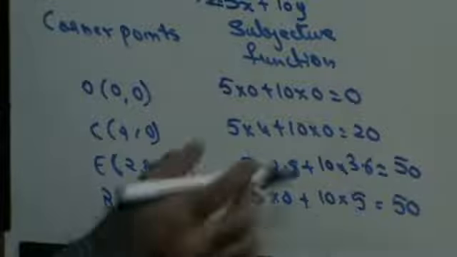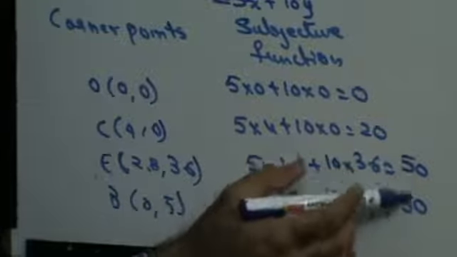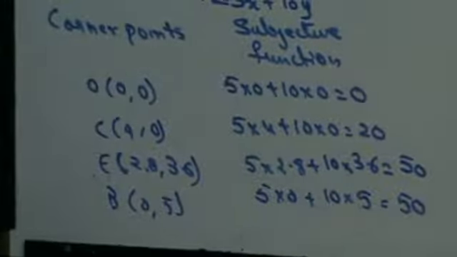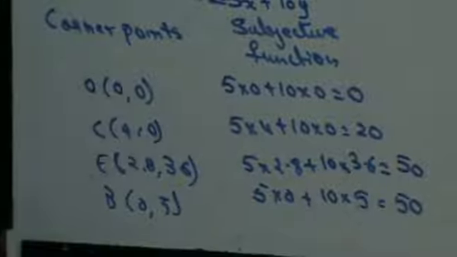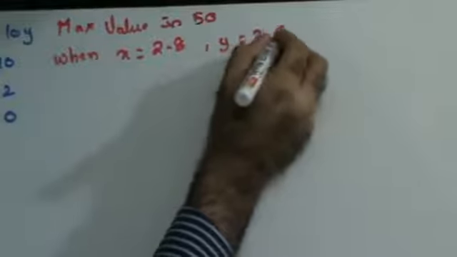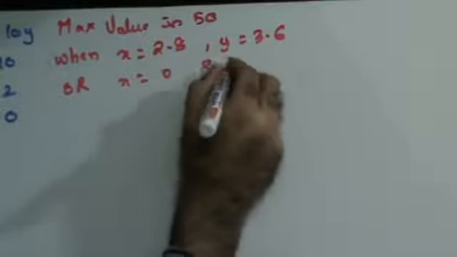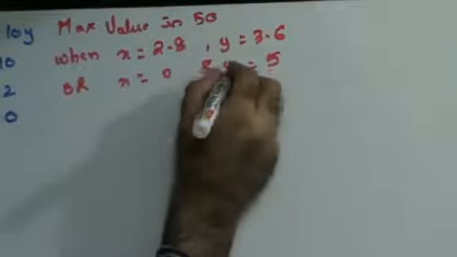What have they asked you to do? Maximize. So the maximum value is 50. You can say that the maximum value is 50 when x is 2.8 and y is 3.6, or x is 0 and y is 5. Fine, did we get this? So that's how you solve the sum.